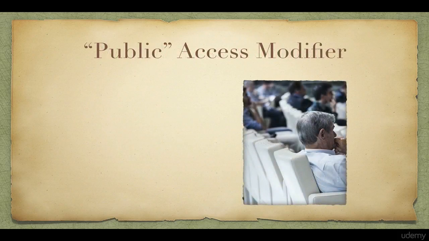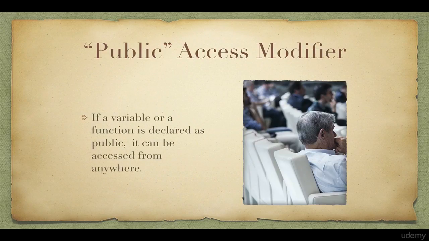So we've got different access modifiers. The first one that you should learn about is the public access modifier. So what is the public access modifier? If a variable or a function is declared as public, it can be accessed from anywhere.